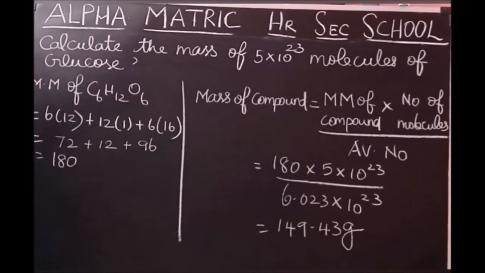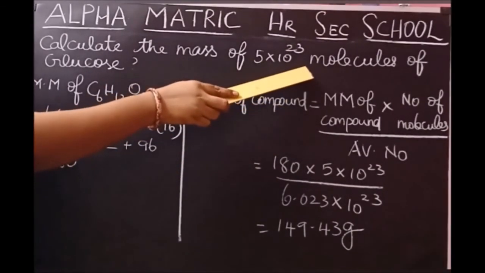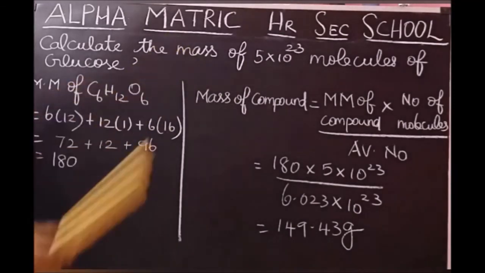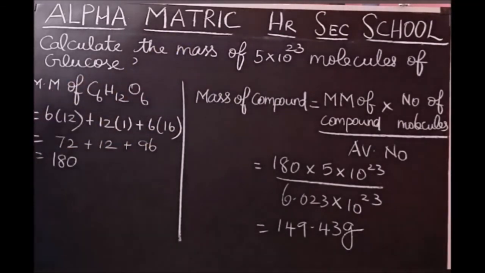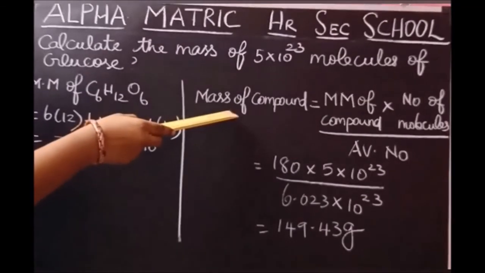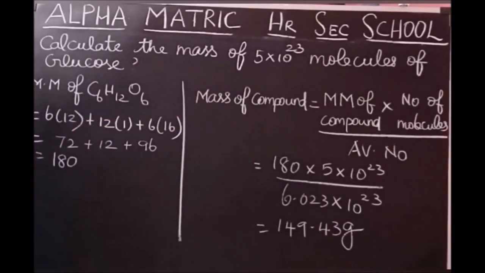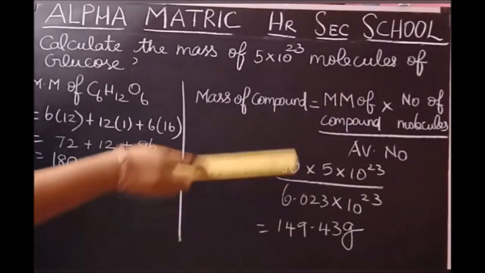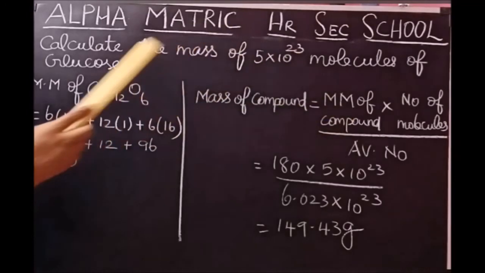Calculate the mass of 5 into 10 power 23 molecules of glucose. Again, number of molecules is given in our question. You are asked to calculate the mass. If number of molecules is given, the mass of compound can be found out by using this formula: mass of compound equal to molecular mass of compound into number of molecules. First, we have to find out the molecular mass of the compound.